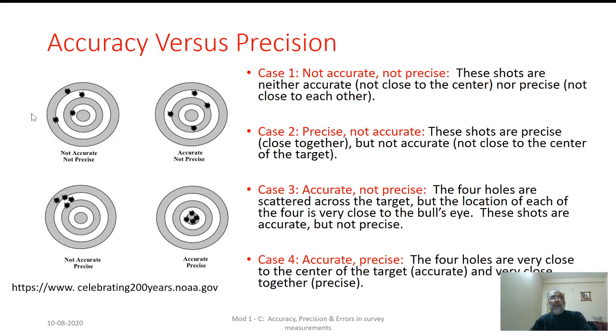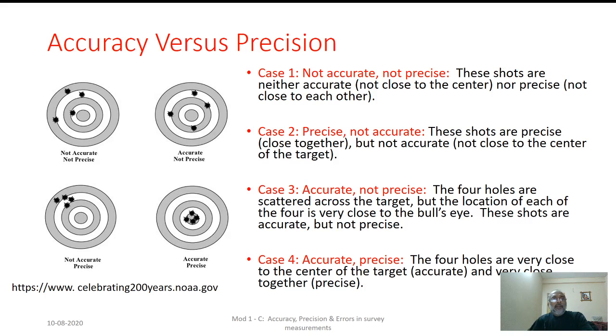Here, let's consider a certain shooter shooting towards the bullseye. As you see here, towards the bullseye, the shooter has made these 4 shots.